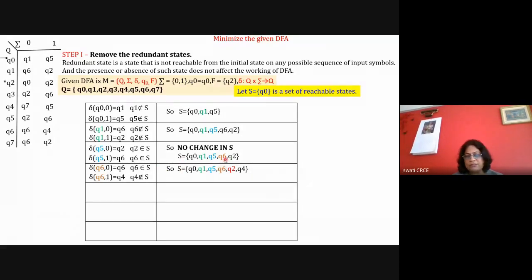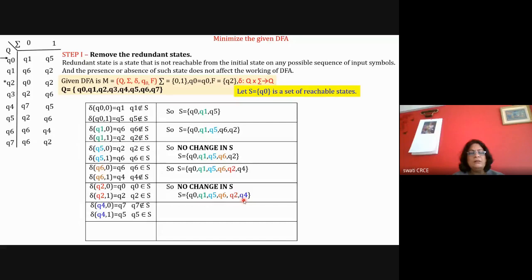So I'll select the next state, that is in the red color, Q2. And for Q2, I'll take it and find out the transitions for 0 and 1. So Q2 with 0 is equal to Q0 and Q2 with 1 is equal to Q2. And both the states Q0 and Q2 are there in the set S. So there is no change right now.